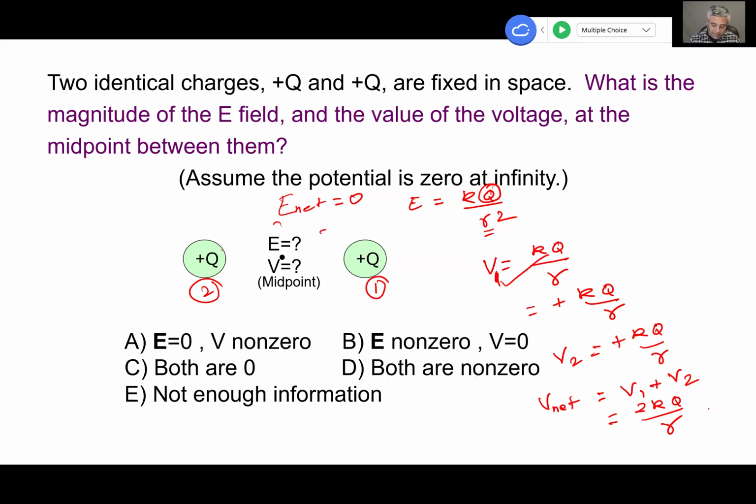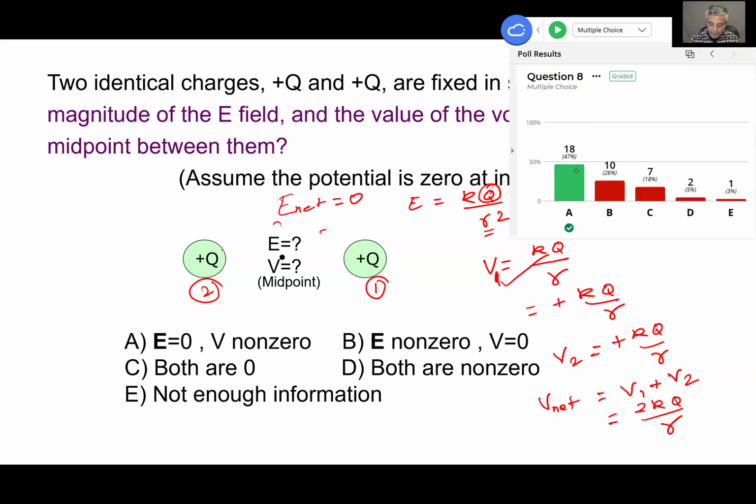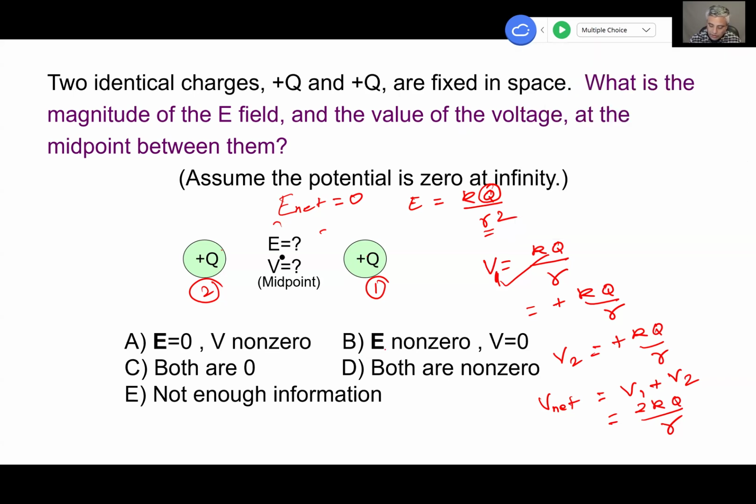So it looks like A is the correct answer in this case. Quite a few of you also chose B. That would be the case if E was not a vector and V was a vector. It sounds like V is supposed to be a vector, but V is potential, which is a scalar, okay?